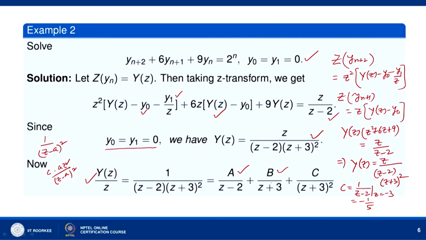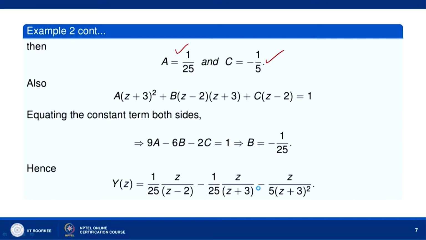For that we will have to write the identity. You take the LCM on the right side, and then equate both left and right side. So, 1 will be equal to A times (z plus 3) whole square plus B times (z minus 2)(z plus 3) plus C times (z minus 2). This is the equation we get, and from this we can easily find the value of B, because we know already A and C.